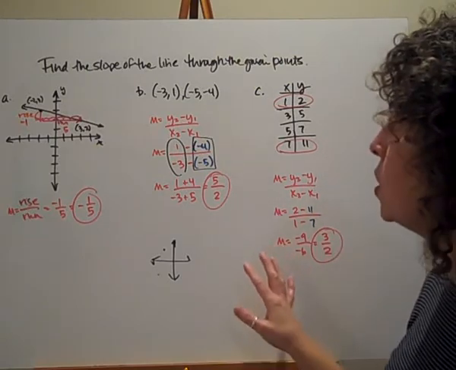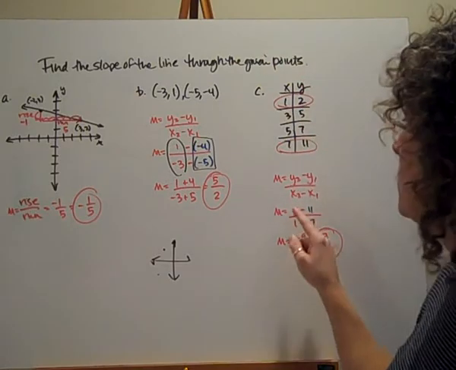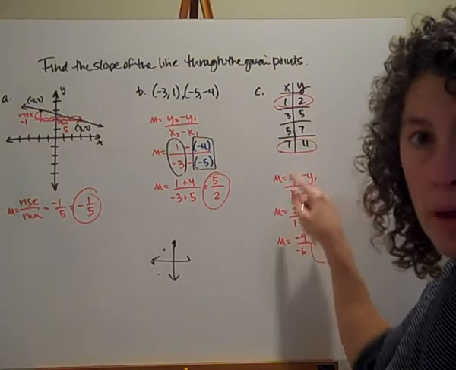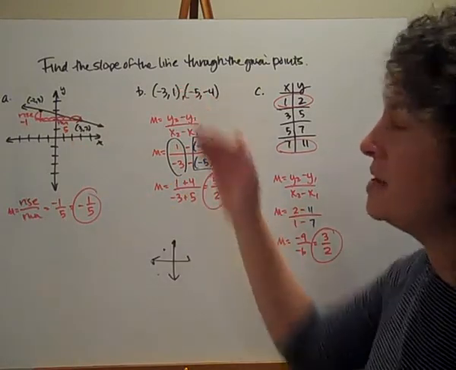So thinking about our slope, thinking about our ordered pairs and either plugging them into that slope formula, or thinking about it as on a graph, our rise over our run.